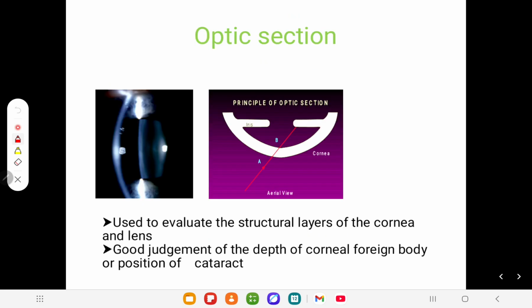So what do you mean by that? It basically means optical section is used to evaluate the structure of the cornea and lens, and gives a good judgment of the depth of a corneal foreign body and the position of a cataract. That's gold. Good judgment of the depth of a corneal foreign body.